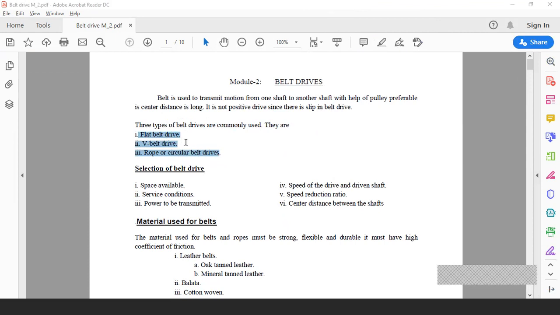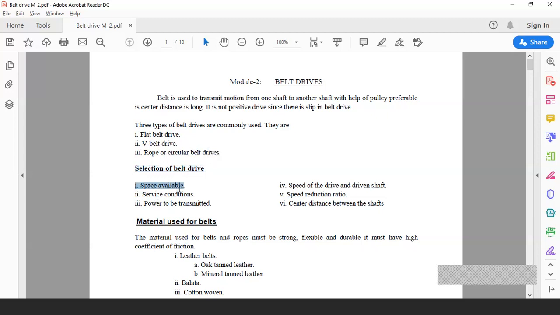And when the center distance is very small, or even though a large amount of power is to be transmitted, but there is no possibility of direct contact between the driver and the driven, in that case V belts are preferred, which have the trapezoidal cross section, while flat belts have a rectangular cross section. Rope drives are used whenever the center distance between the driver and driven is very large, more than 10 meters.